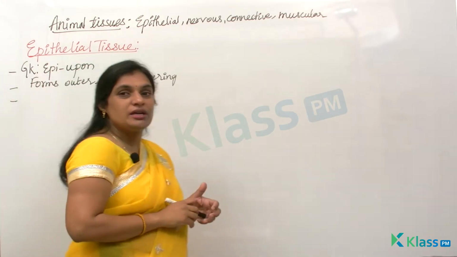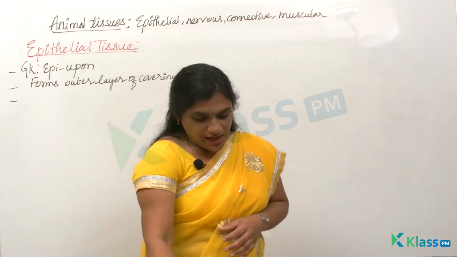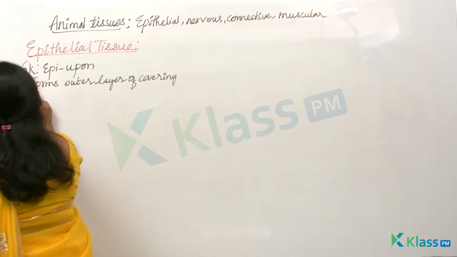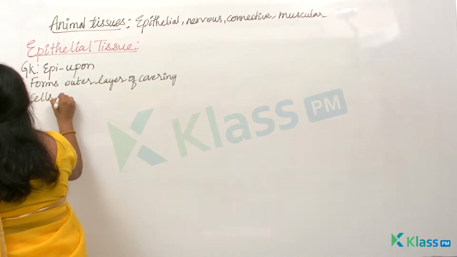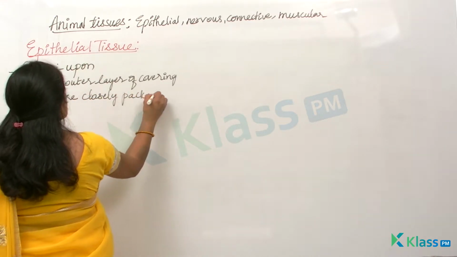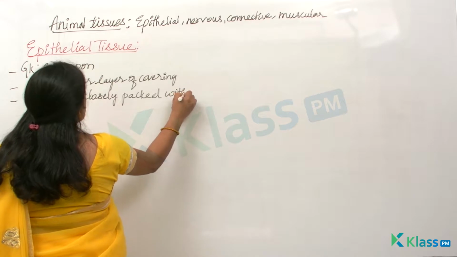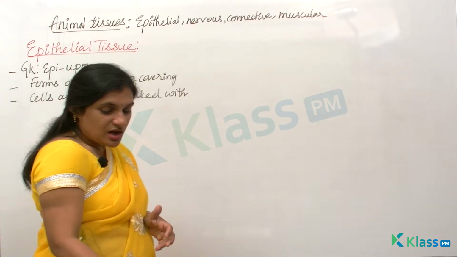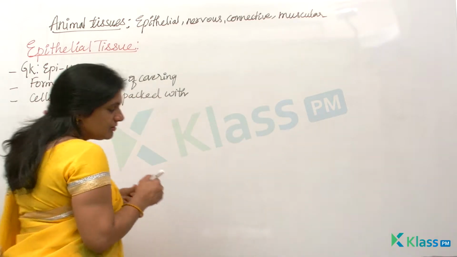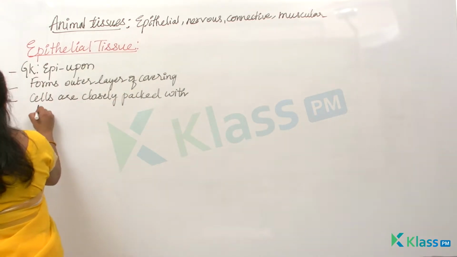And at the same time, the cells present in the epithelial tissue are closely packed with little intercellular spaces. They don't have large intercellular spaces.